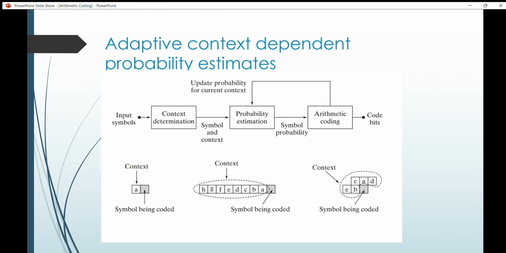The block diagram shows the steps involved in adaptive context-dependent arithmetic coding of binary source symbols. The context of input symbols is formed in the context determination block. These 3 blocks show 3 possible symbol contexts, and for these 3 contexts, the probability estimate blocks are 2 power 1, 2 power 8, and 2 power 5 respectively. The appropriate probabilities are then passed to the arithmetic coding block as a function of the current context. The probabilities associated with the current context are then updated as another symbol is processed.